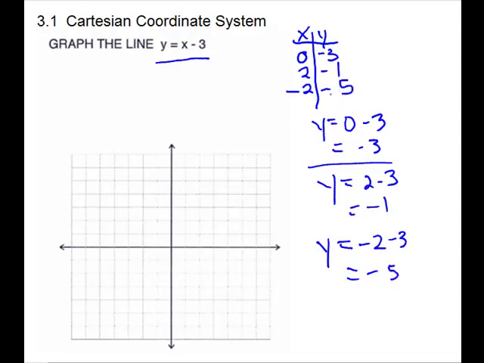Now we're going to plot these points and connect the dots. So 0, -3. Don't go over, but go down 3. 2, -1. Go back to 0, 0 to start. So 2, over, down 1. And -2, -5. So back to 0, 0. -2 on the x, -5 on the y. 1, 2, 3, 4, 5. Your points should line up, and we will draw a line through those points.